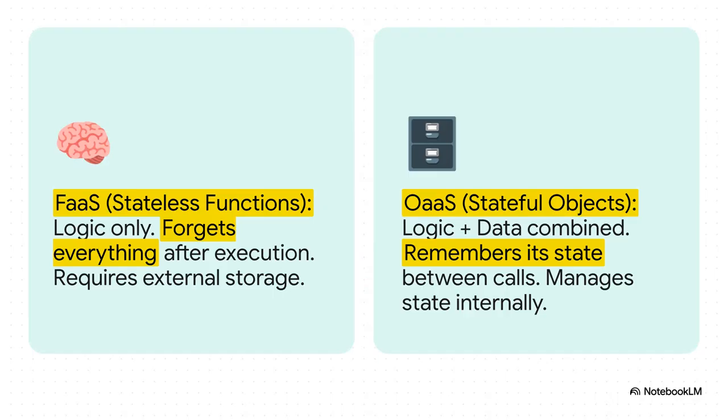This table really nails the core difference. On the one hand, you have FaaS, which is all about pure logic. It forgets everything the second it's done. To remember anything, it needs an external brain, like a database. But on the other hand, this other approach we're going to look at, OaaS, actually combines the logic with the data. It lets the thing itself remember its state.